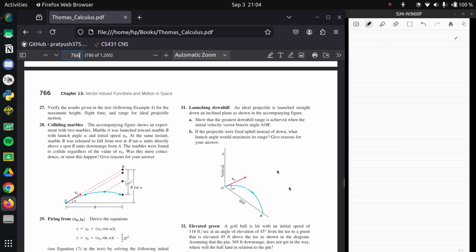Oh, you also have another problem. The projectile is fired uphill instead of down. What launch angle would maximize its range? Give reasons for your answer.